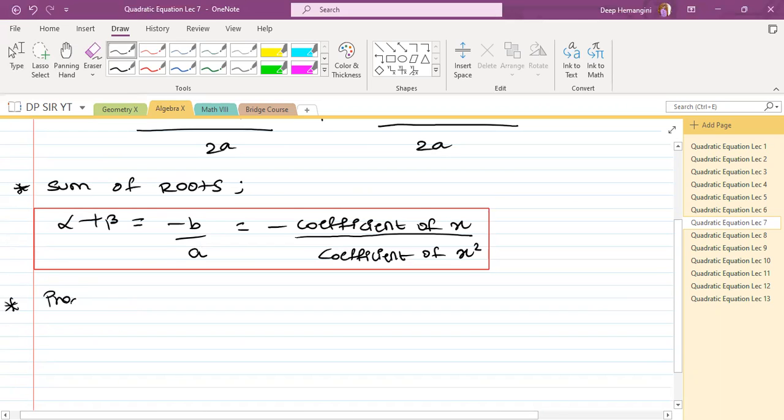Product of roots. Can I write it a bit neat? Product of roots. Okay. So here in this case, you are going to multiply alpha and beta.